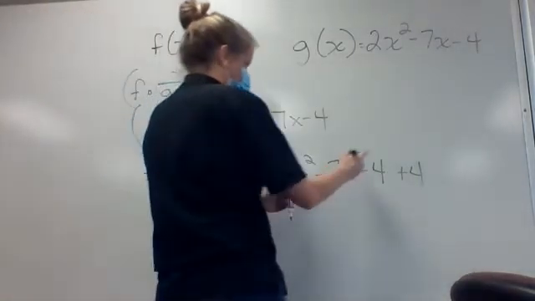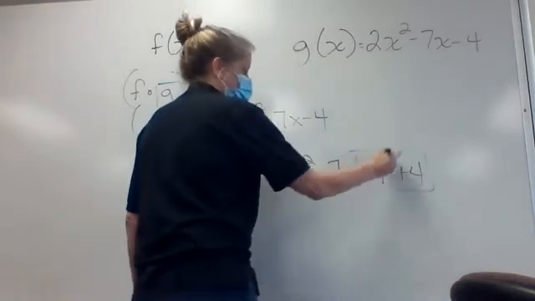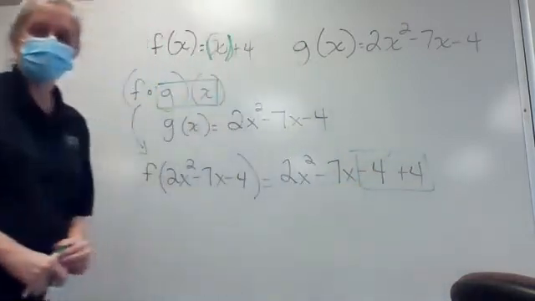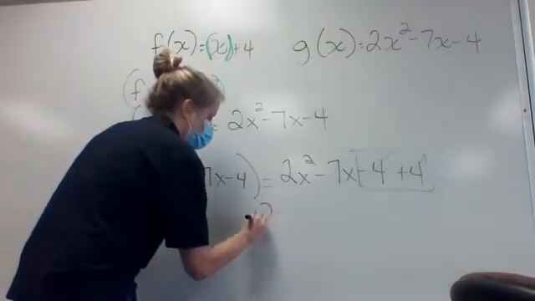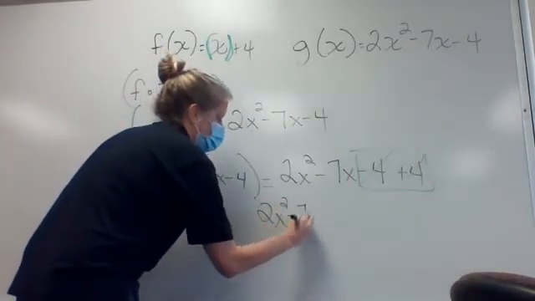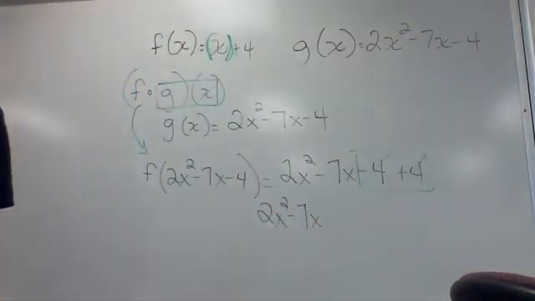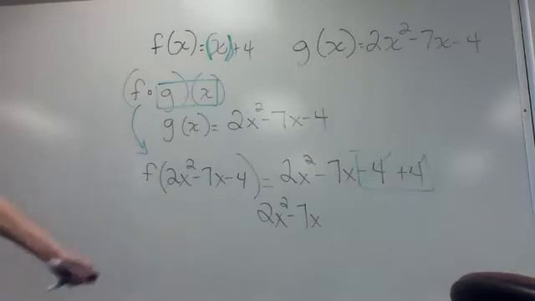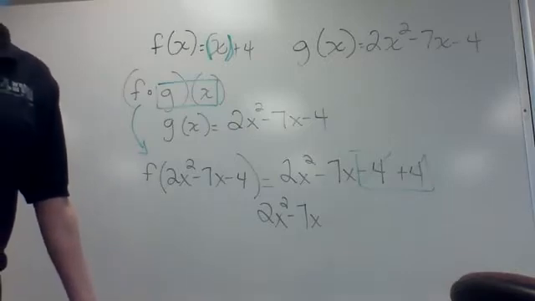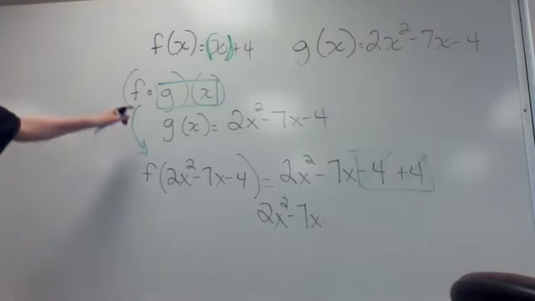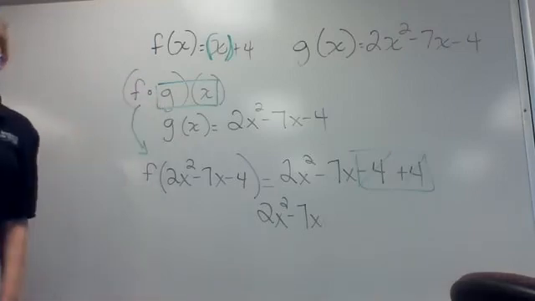What do I combine? I can combine these, and what happens to them? They just cancel. So all you're left with is 2x squared minus 7x, and that's it. So that's your final answer for that one. Okay, let's go ahead and do its domain, and then we'll do it the other way.